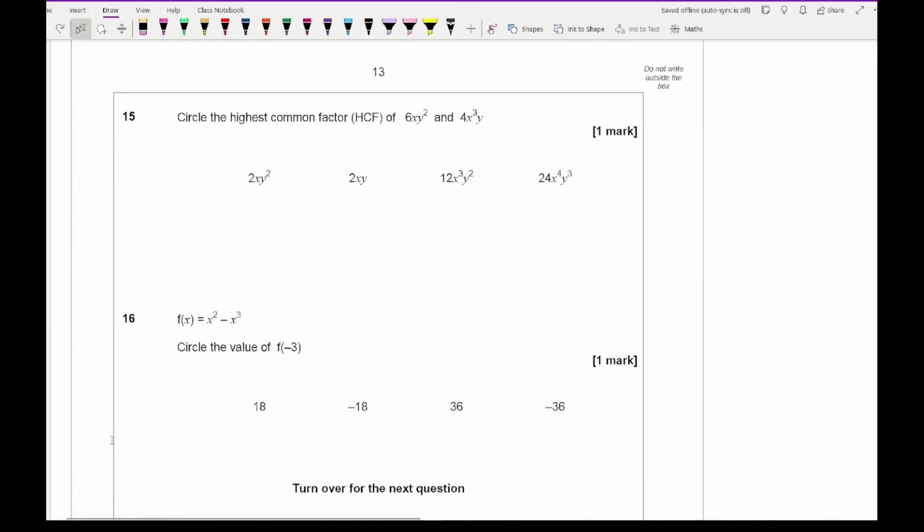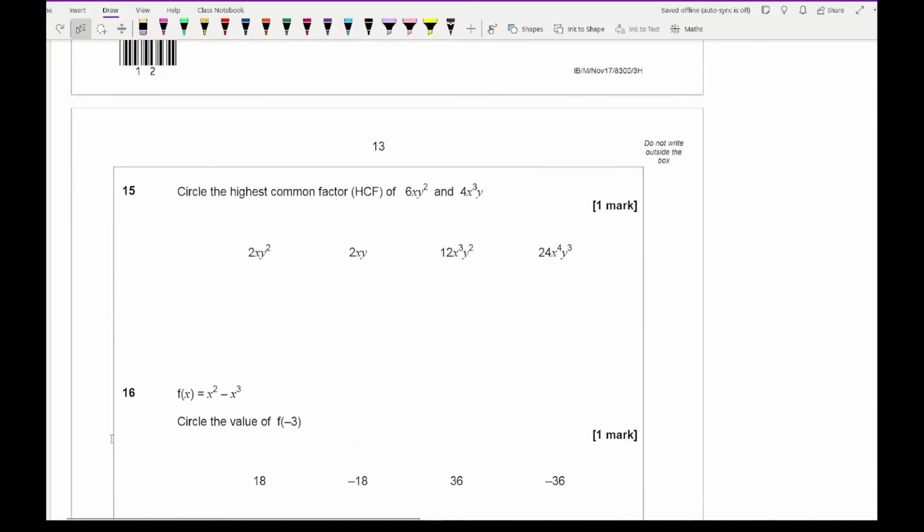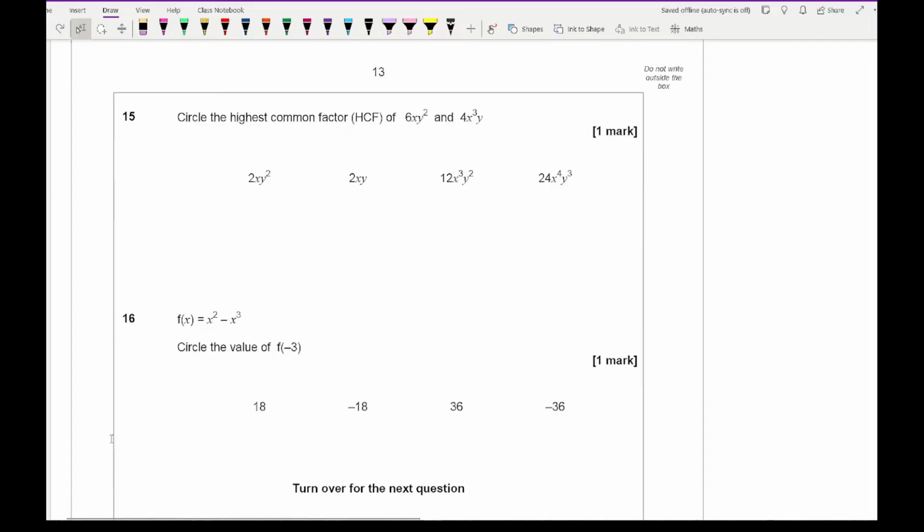Then with question 15, it says circle the highest common factor of 6xy squared plus 4x cubed y. Now for this, what we want is the highest common factor of the numbers. So what's the biggest number that goes in 6 and 4? And that's going to be 2. I want the lowest power of x, which is x, and the lowest power of y, so I want y, and then just circle that option, which is the second one.